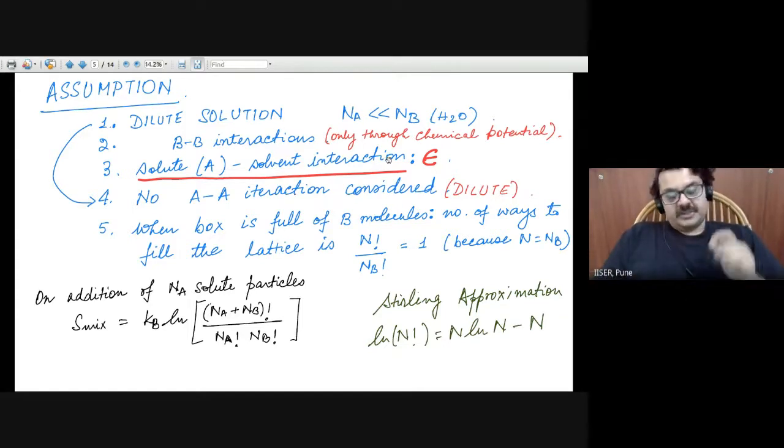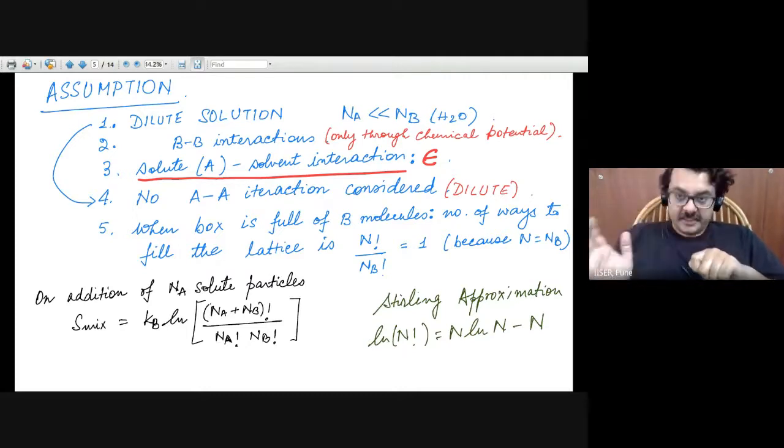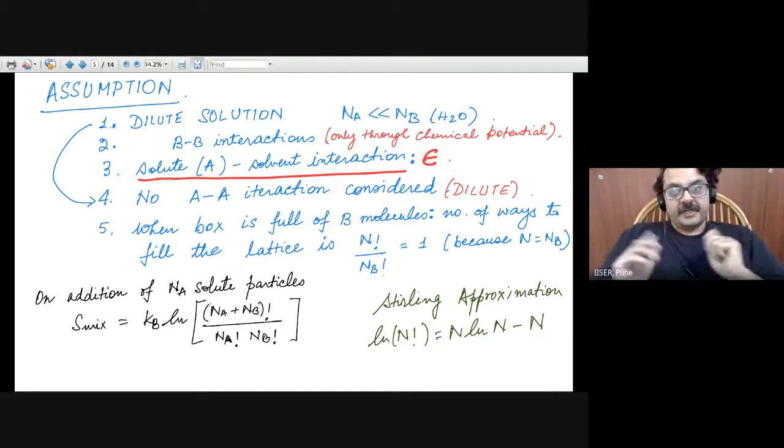then the energy cost of introducing the A particle is epsilon. Okay, this is just the energy cost, not the free energy cost. We will consider no AA interaction initially. So you always assume that any A particle is surrounded by B particles only. So no AA particles are considered, which comes within this dilute approximation. We'll of course correct for it, but it's in the next class.